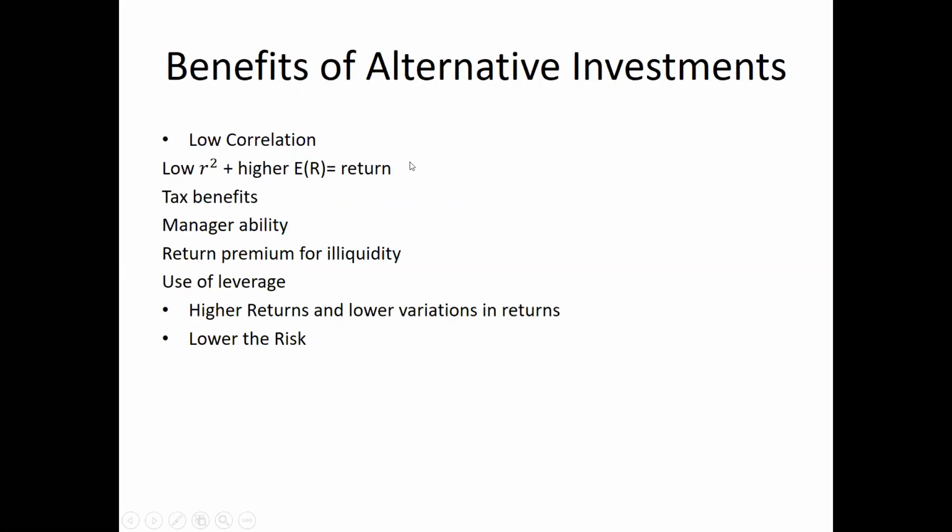So the benefits of alternative investments: they have low correlations, which shows that any changes in the markets will have less effect on the portfolio and will give a really good return. Tax benefits: you get some really good tax benefit. It's less taxable in contrast to traditional investment. There is a return premium for illiquidity. As I told you, alternative investments in contrast to traditional investments are less liquid. And for that illiquidity, the investors get a premium.